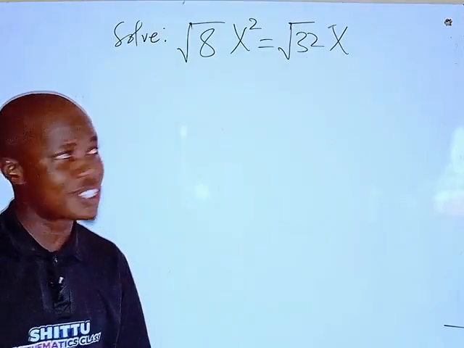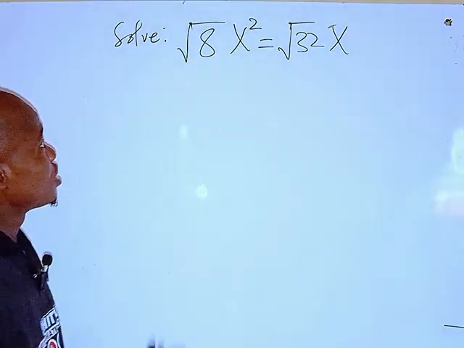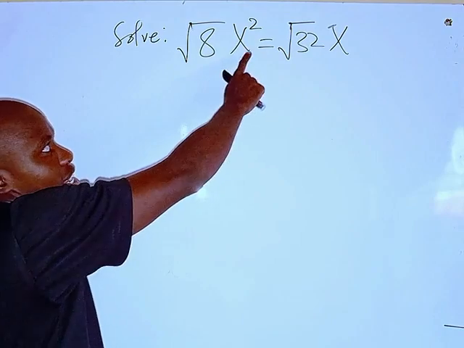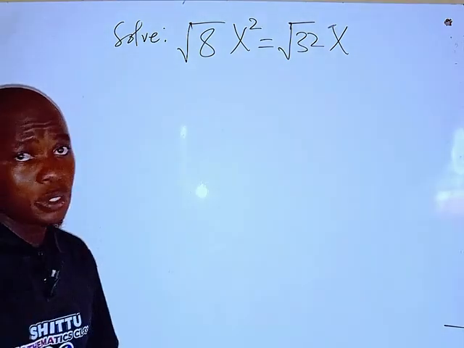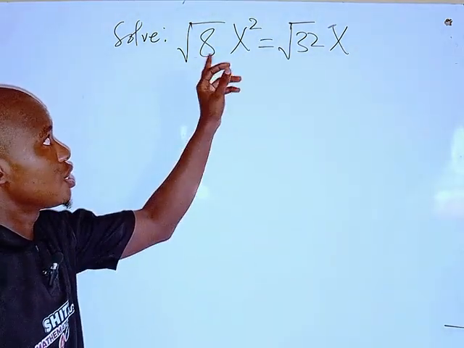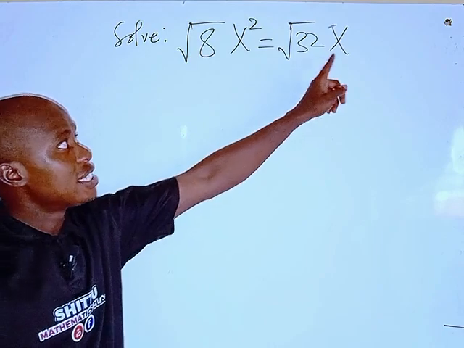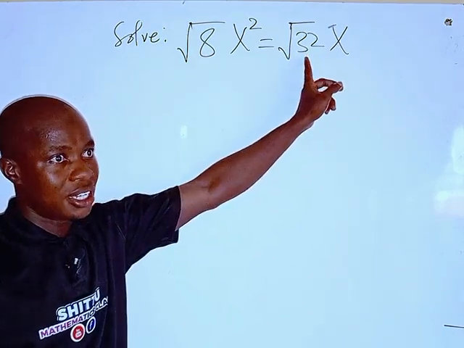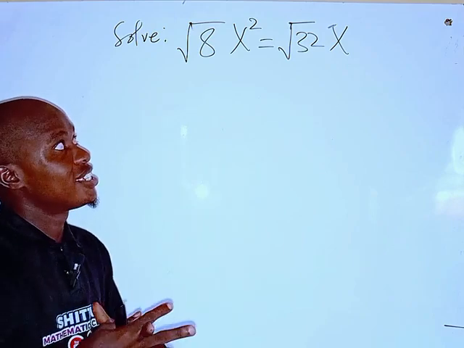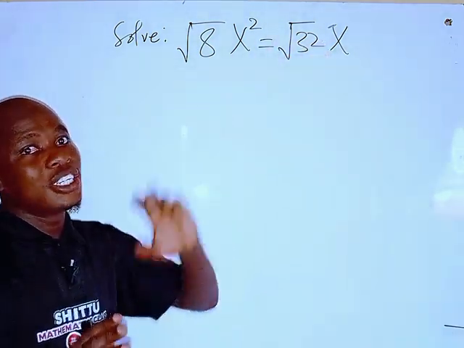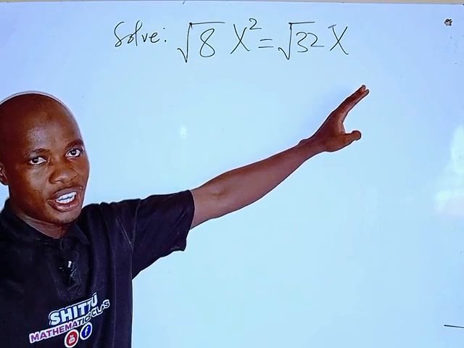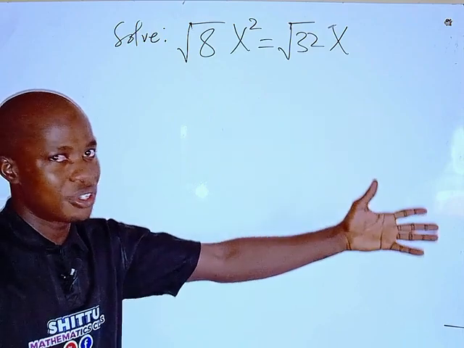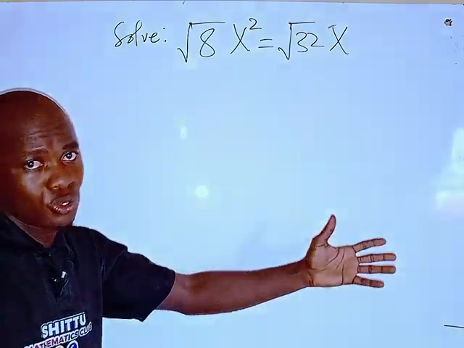We want to solve this beautiful problem here. The question says root 8 x to the power 2 equals root 32x. Now don't make the mistake: this x squared is not under this radical sign, and this x here is not under this radical sign. So the question is just placed there to confuse. But it's not confusing at all once you know what you're doing.